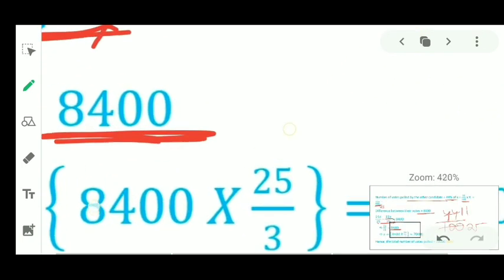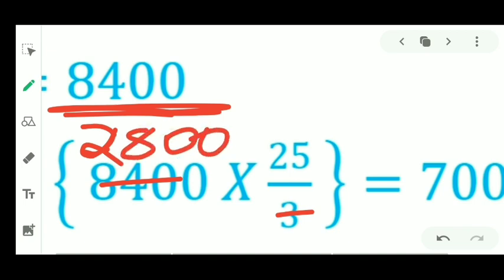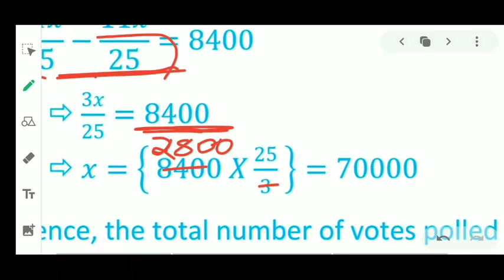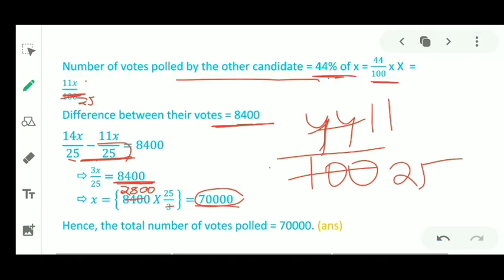Okay, now divide this number by 3. 3 2s are 6, then 3 8s are 24, into 0. Okay, so 2800 into 25 will be 70,000. Clear? So hence the total number of votes polled equals 70,000.